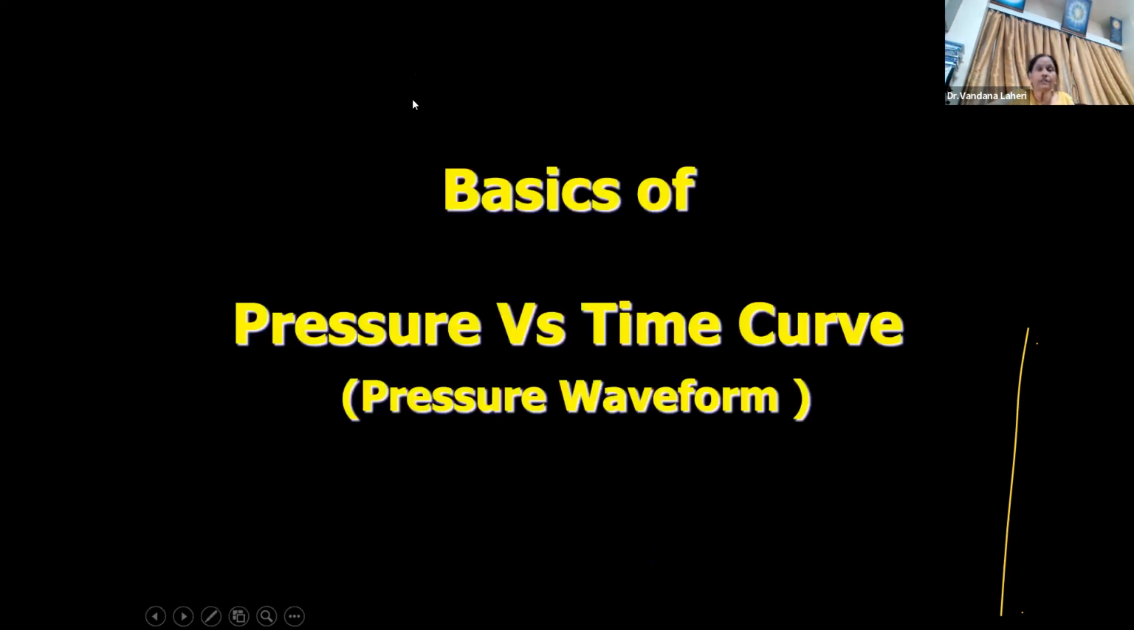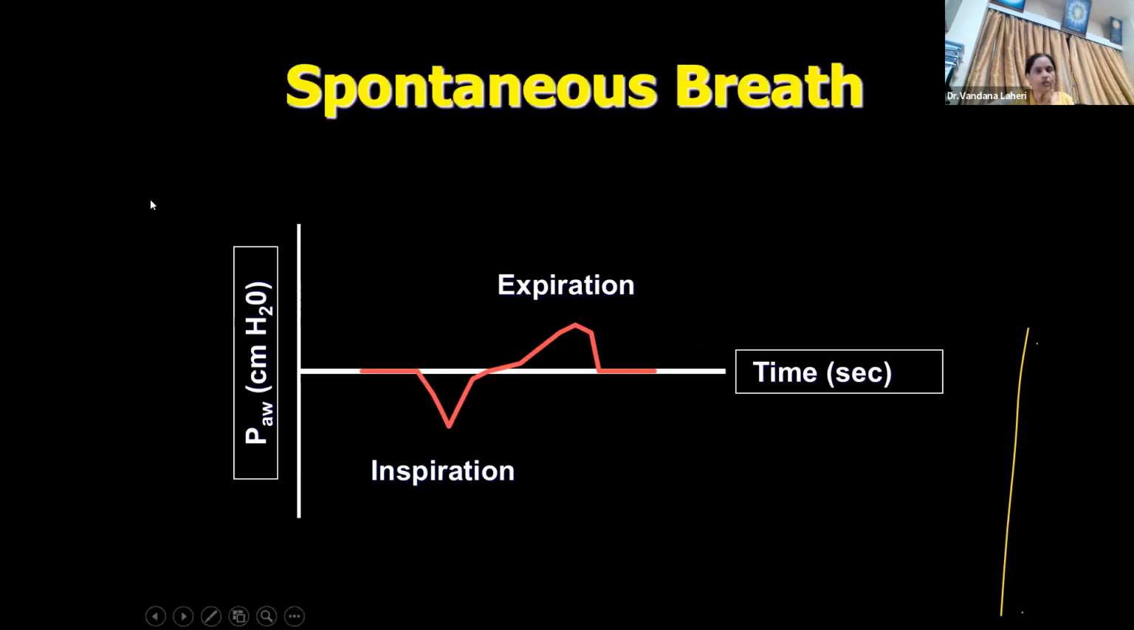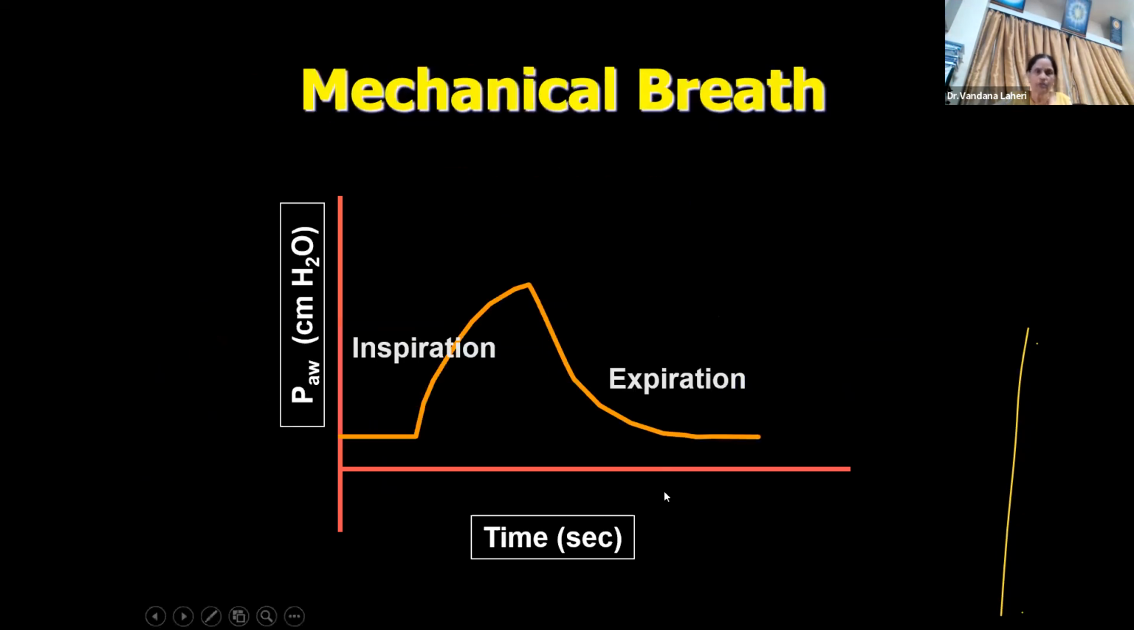Now let us see the basics of the pressure versus time curve. This is the most important curve or waveform on ventilator graphics. What all can you see? I showed you what happens on spontaneous breathing. On inspiration, you will see negative pressure. This is your inspiratory force or the peak inspiratory negative pressure. This is your expiration. Now, what does this show?